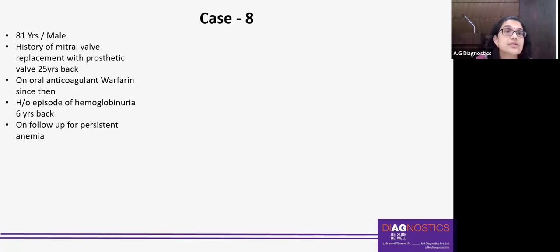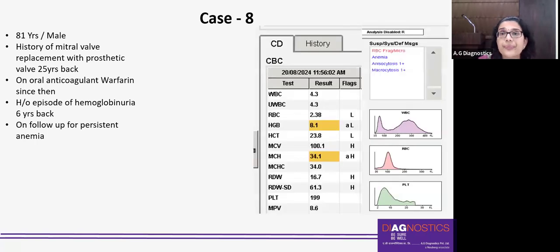The next case, this was an 81 year old male patient. He had a history of mitral valve replacement with a prosthetic valve around 25 years back, and was on oral anticoagulant warfarin since then. He had presented to our lab with an episode of hemoglobinuria 6 years back and has been on follow-up with us for persistent anemia.